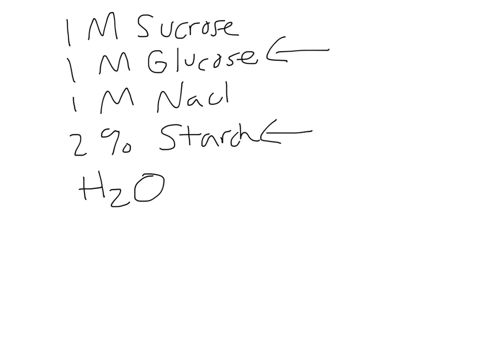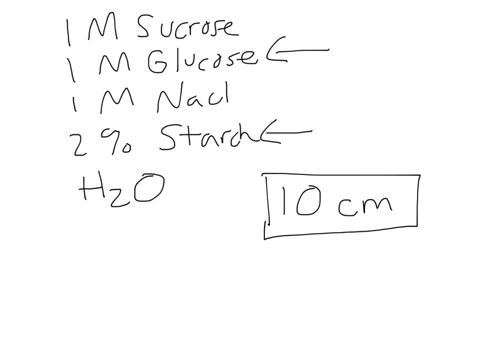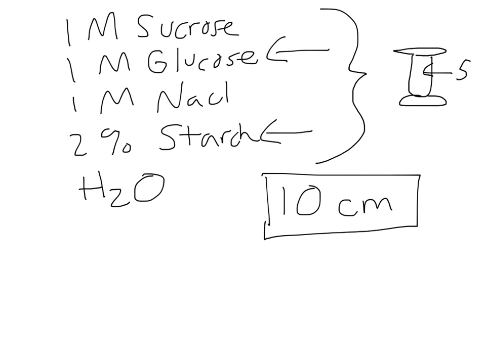We're going to be using dialysis tubing. We're going to be using 10 centimeters of dialysis tubing. This is important. That's not written down anywhere, so make sure you write that down somewhere. For each of your tubes, you're going to be making a tube, and inside of here, you're going to have 5 milliliters. Okay, so make sure that you write that down.